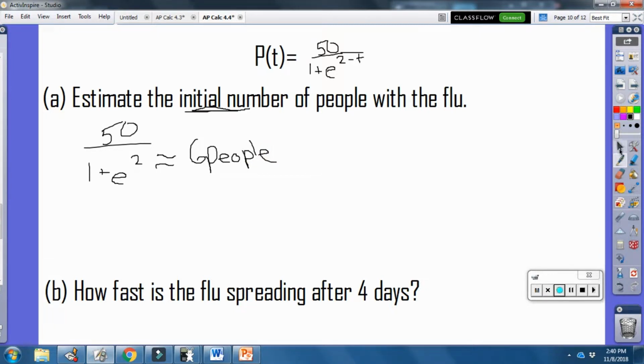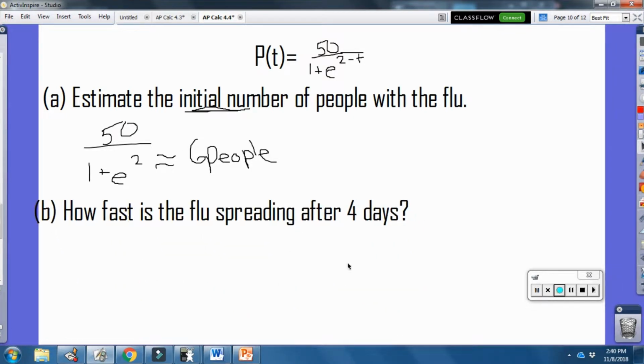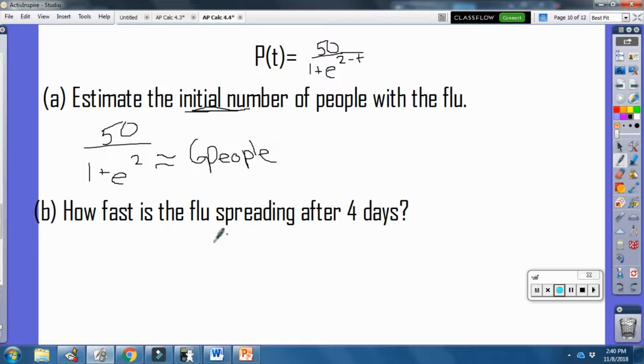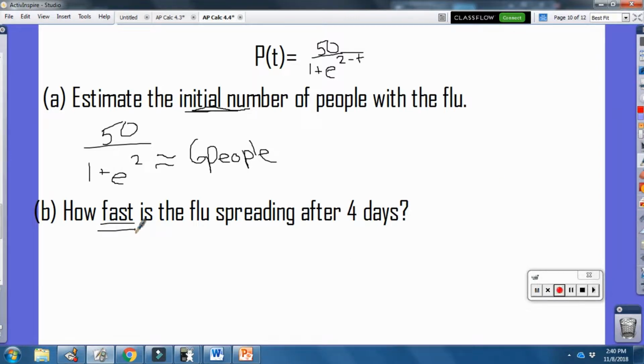Now we want to know how fast was the flu spreading after 4 days. If I'm asking for how fast this flu is spreading, this makes me think they're asking for a rate of change. And we all know rate of change is the derivative. That's what we've been learning about. So at some point you know you're going to have to take the derivative of this. So we have a couple options on how to do this. We could use the quotient rule. But I don't really want to use the quotient rule in this problem because I can use the power rule.